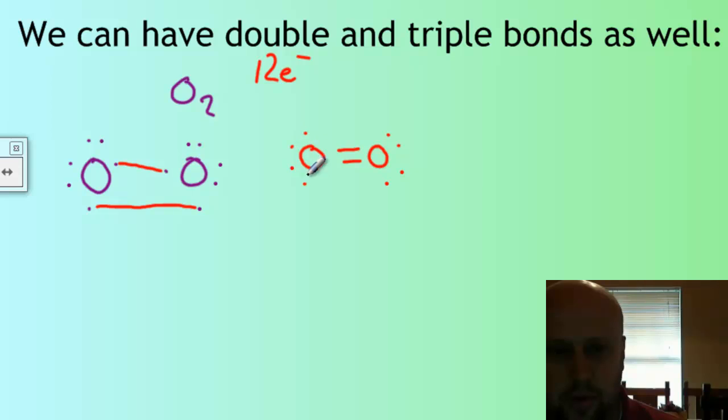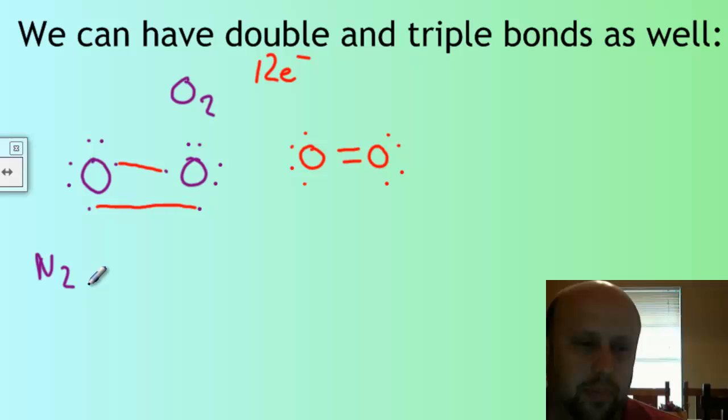So I've got 2, 4, 6, 8, 10, 12. And then do they each follow the octet rule individually? So 2, 4, 6, 8, 2, 4, 6, 8. So everybody's happy, follow the octet rule. That's my correct structure. Okay, let's do a triple bond here real quick.